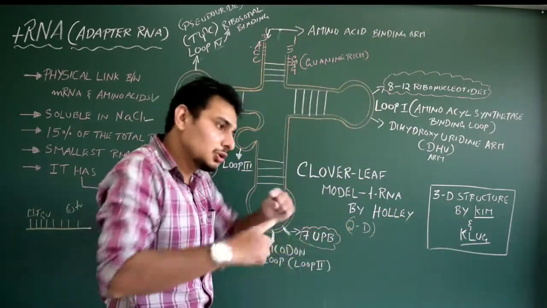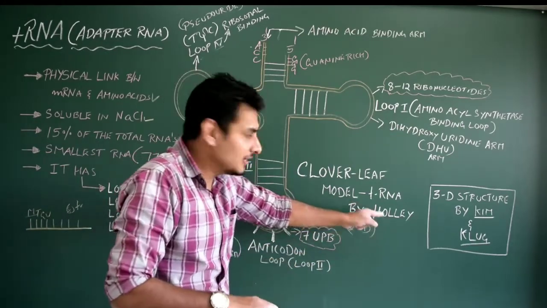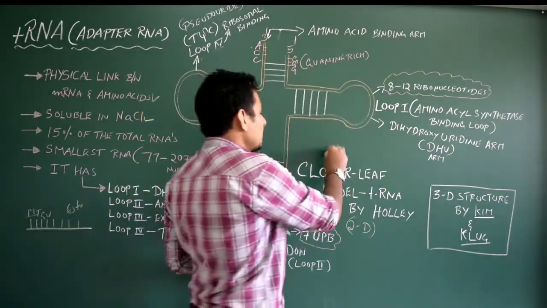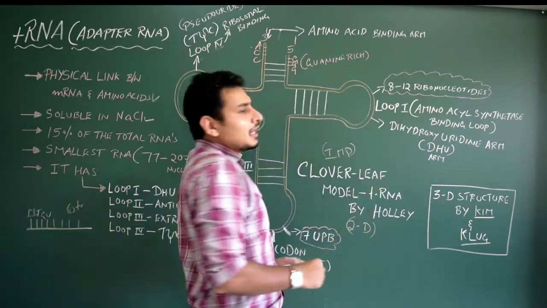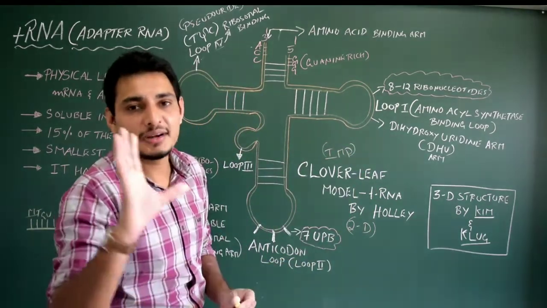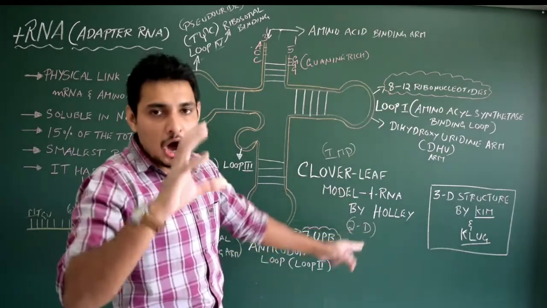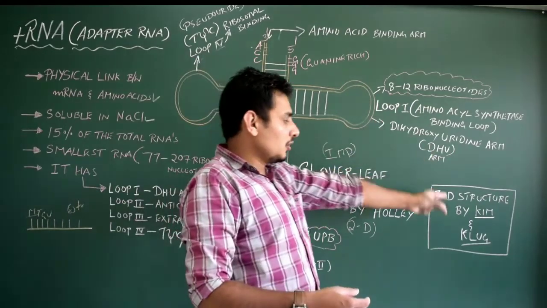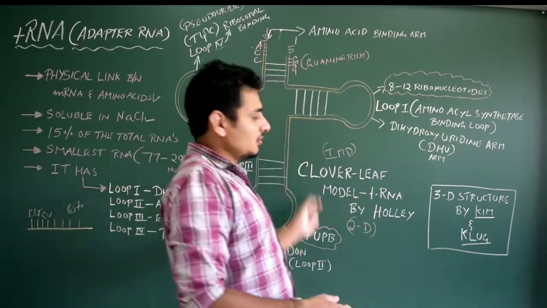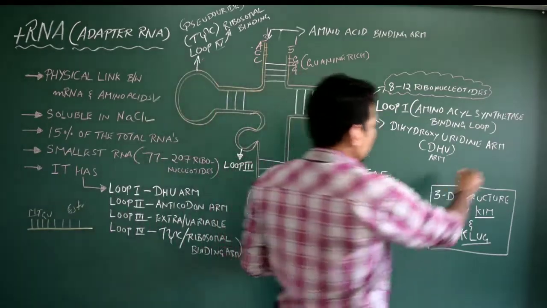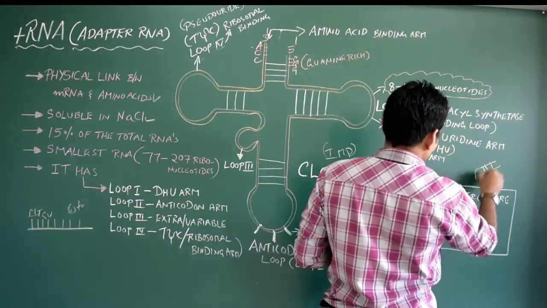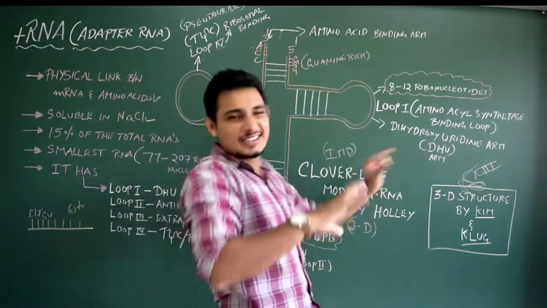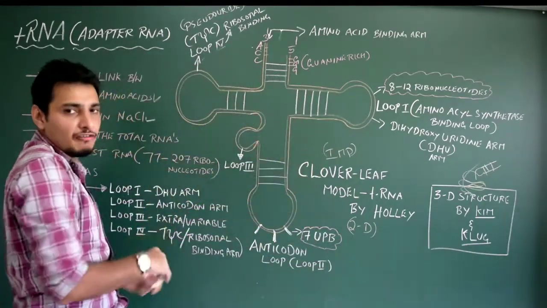There is no confusion. The 2D structure given by Holley is also called the clover leaf model of tRNA. Very, very important for your board exam also: explain the clover leaf model of tRNA with a neat labelled diagram. In the NCERT the name is not given. It is a 2D structure; there is no confusion between 3D and 2D. The 3D structure will be something like this. It is a very complicated drawing, so I did not draw it, and it is not necessary. We stick to the clover leaf model of Holley.